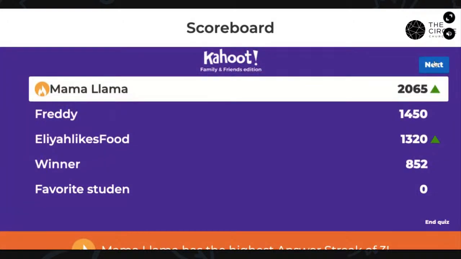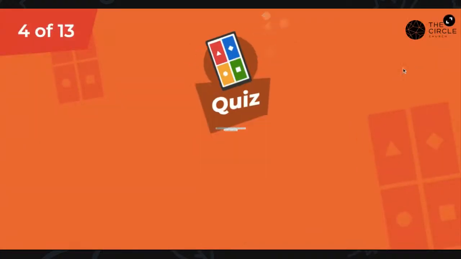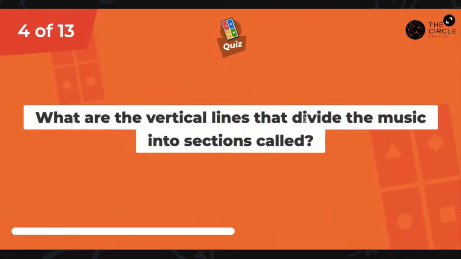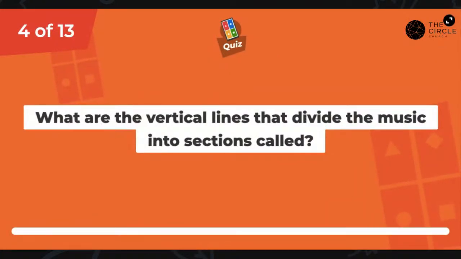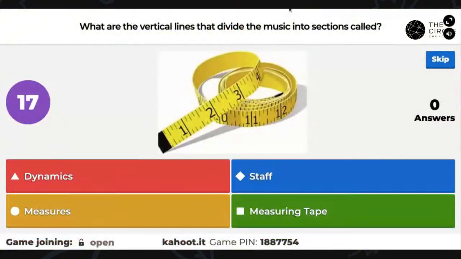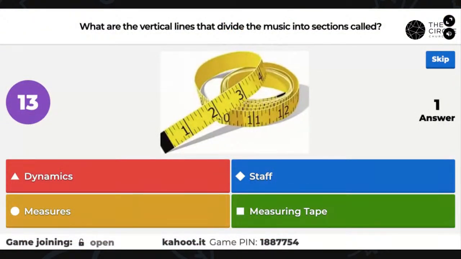Mama Llama is taking the lead. The question is, what are the vertical lines that divide the music into sections called? The red triangle is dynamics, the blue diamond is staff, the yellow circle is measures, and the green square is measuring tape.